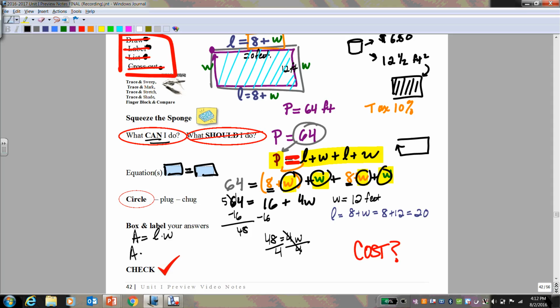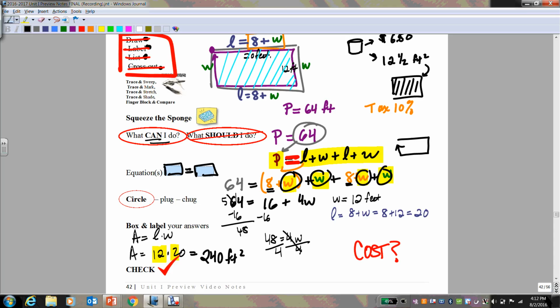Area equals 12 times 20. No, you're not going to touch a calculator. Why? Because you can easily do 12 times 2, which is 24. Then we just add the 0. So the area of the backyard is 240 feet squared.